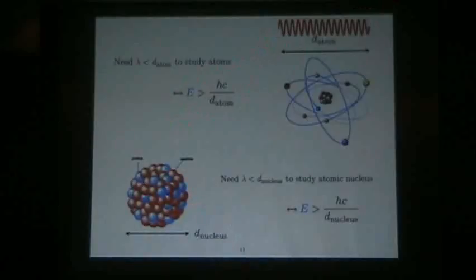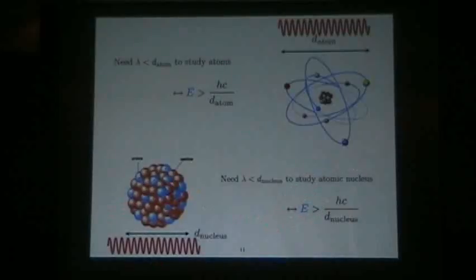Similarly, if we want to explore, say, the nuclear structure, this wave wouldn't be good to explore nuclear structure because it's not moving fast enough on the scale of the size of the nucleus. To explore a nuclear structure, we need a wave that has an even shorter wavelength, such that it oscillates many times over the size of one nucleus. And that requires even higher energy.